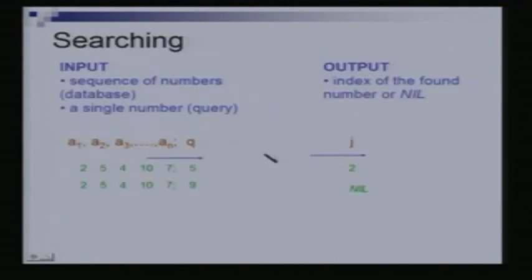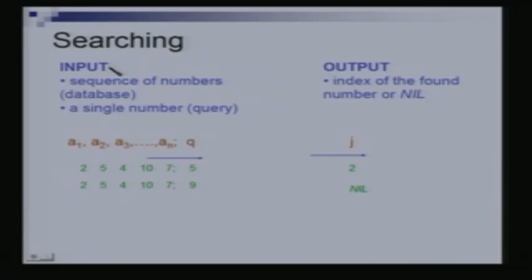Before I get more into dictionaries, so you understand what the abstract data type is, let's look at the problem of searching. This is a small aside, but you will see why I am making this aside and how it will link up to the subsequent discussions we are going to have. So the problem of searching is the following: you are given a sequence of numbers. Let's say these are your keys in a database, anything, and I give you a single number. This is my query.